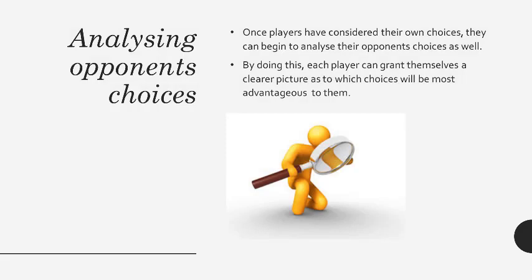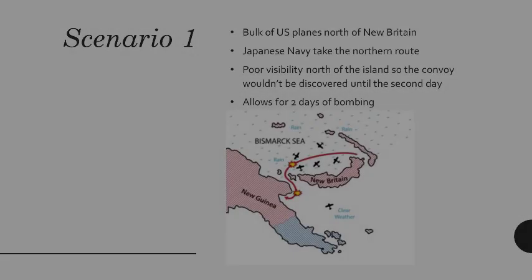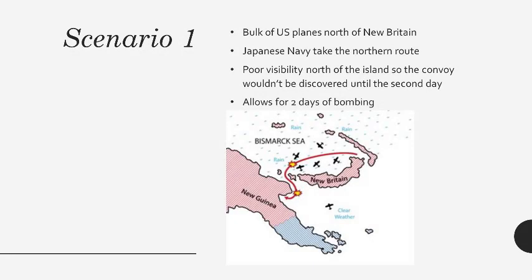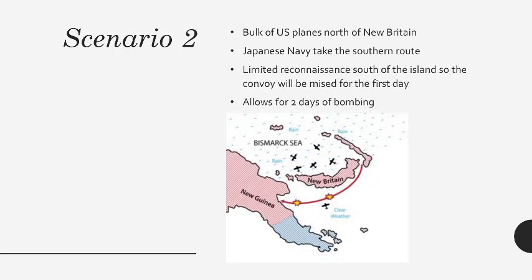The third step involves each player's analysis of their opponent's choices. Both commanders each had two decisions, which leads to four possible outcomes. The first scenario shows the bulk of the US planes north of New Britain and the Japanese Navy taking the northern route. Due to weather conditions, the visibility is poor, so the convoy wouldn't be discovered until the second day, which allows for 2 days of bombing. The second scenario shows the bulk of US planes north of New Britain, however the Japanese taking the southern route. Due to limited reconnaissance south of the island, the Japanese convoy would be missed for the first day, also allowing for 2 days of bombing.